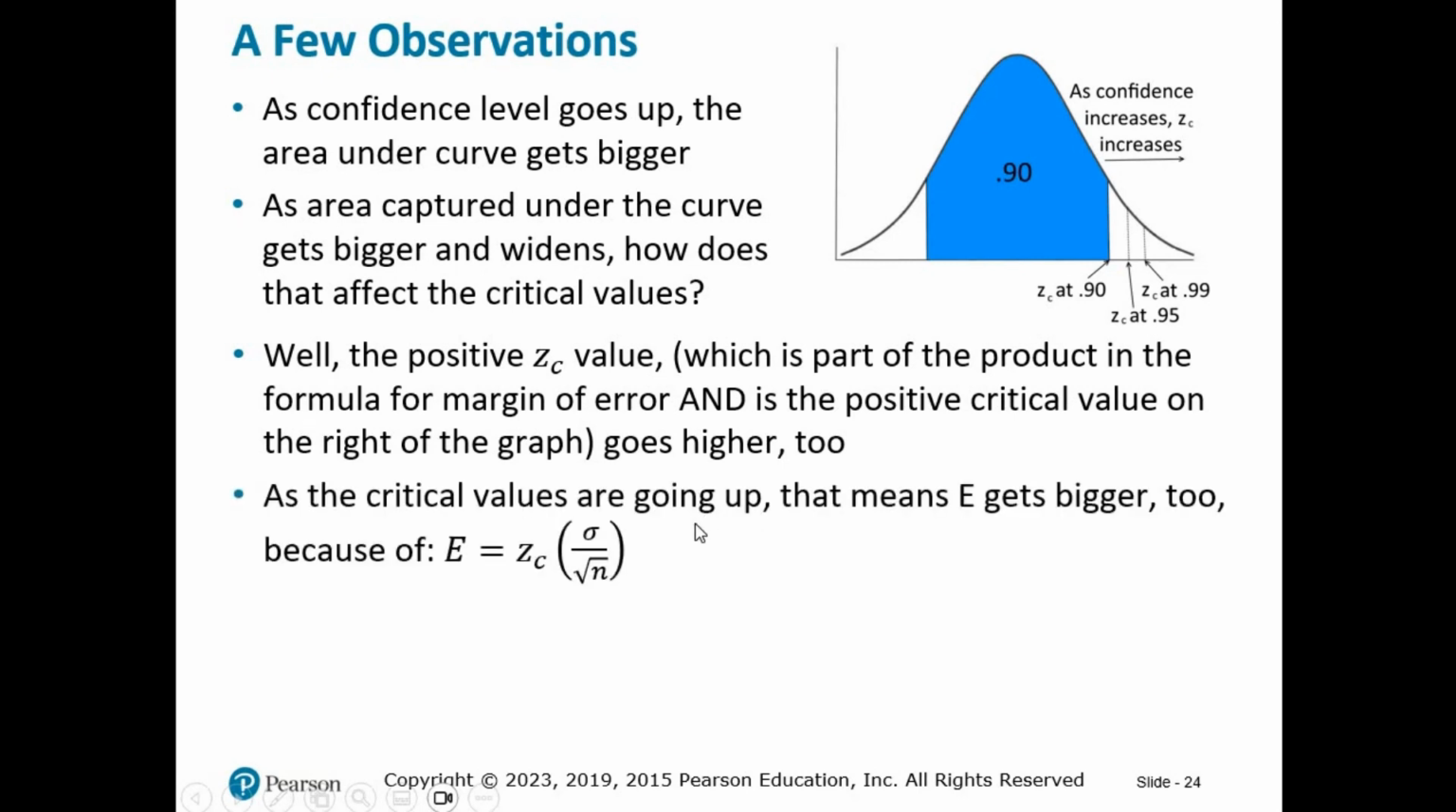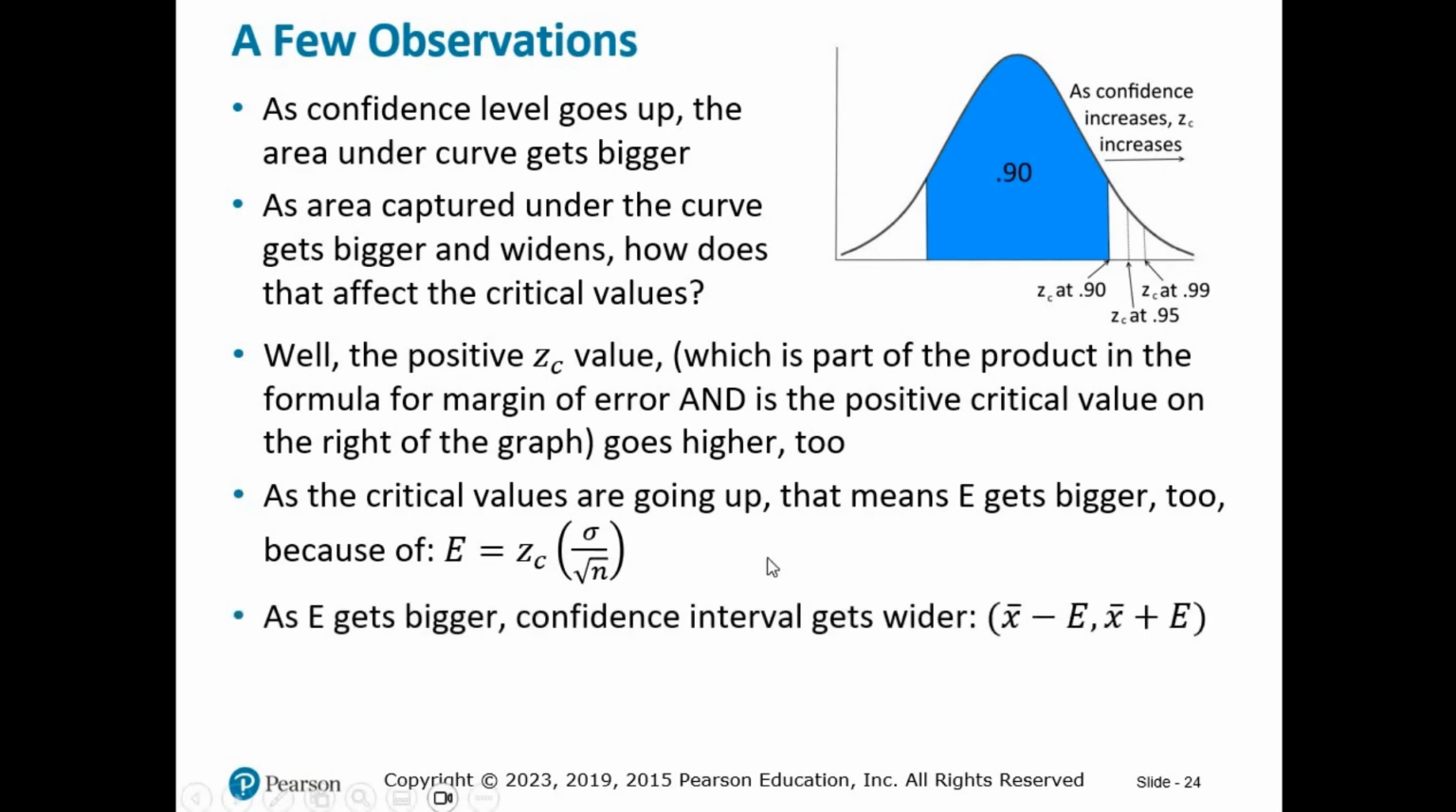As the critical values are going up, that means E gets bigger because of the margin of error formula, because z sub c is part of the formula. It's part of a product which makes the result larger. If it had been part of a ratio, it might have had a different effect, but it's part of a product. As E gets bigger, the confidence interval gets wider because you're subtracting the margin of error from the x-bar, or sample mean, and adding it to x-bar. So we're getting a wider and wider interval.